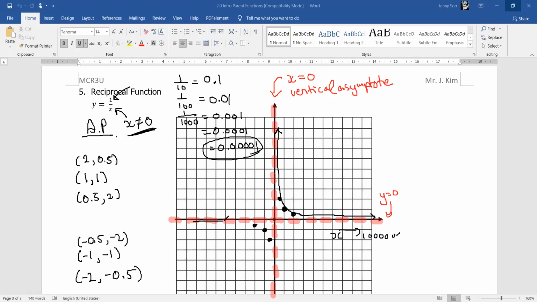Same with this one on the negative side. There. This is the reciprocal function. And it comes with two asymptotes. So I'm going to add the asymptotes x equals 0 and y equals 0.